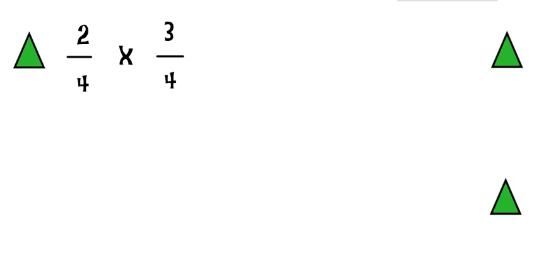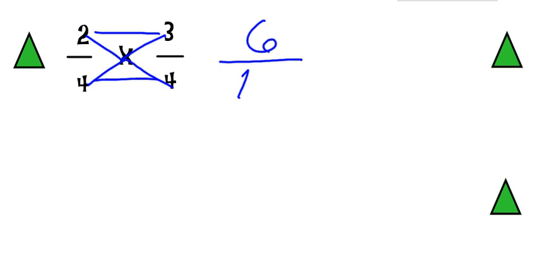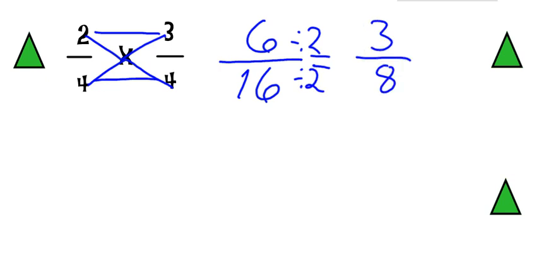But you don't need common denominators because when we multiply fractions, we're going to do numerator times the numerator and then the denominator times the denominator. So it's going to be 2 times 3 for an answer of 6, and 4 times 4, which gives us an answer of 16, which we would then want to simplify, right? And I'm going to divide each by 2 and come away with 3/8 for a final answer.